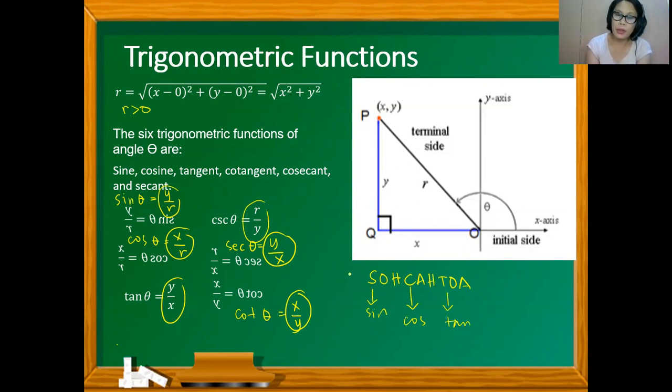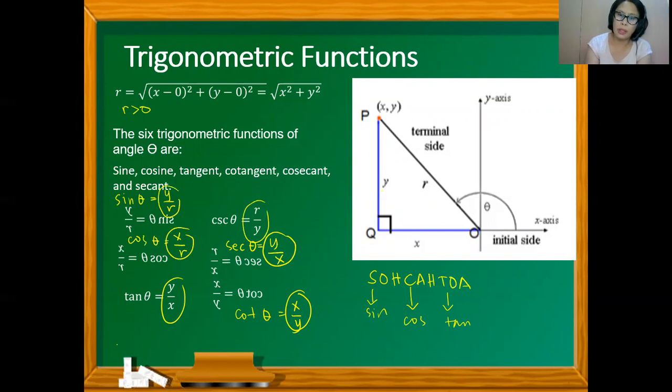Now, the other three will be derived from each of these three, since the reciprocal of sine is cosecant. We'll just get the reciprocal of sine theta. That will be cosecant theta. So that's why we have y over r here, and cosecant theta becomes r over y. Likewise, cosine theta equals x over r, so its reciprocal function, secant theta, will be r over x. And then tangent is y over x. For cotangent, this becomes x over y.